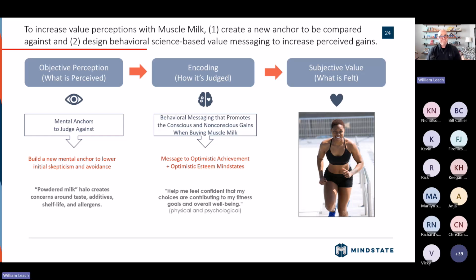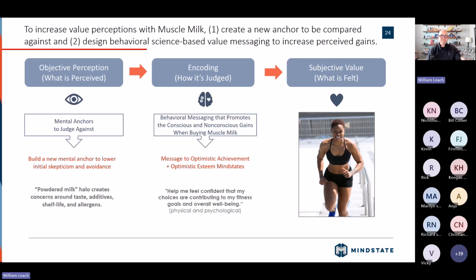Because a lot of people look at Muscle Milk and still think, is it dairy-based? So people think, oh, if it's dairy-based, then you're using dry milk. So the associations people have with dried milk or powdered milk are taste concerns, additives, because you're adding something to this, concerns around shelf life, which I think is because of associations with milk, and also allergens, lactose intolerance, things like that. So the brand is initially being anchored against powdered milk.